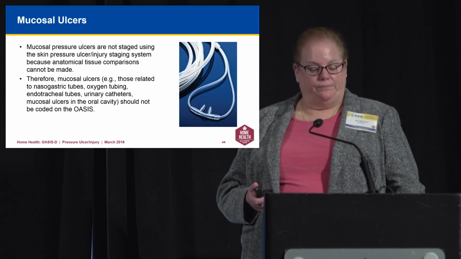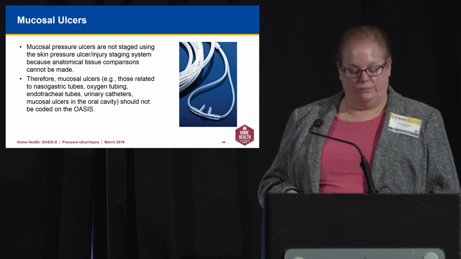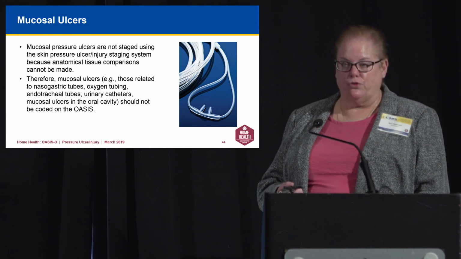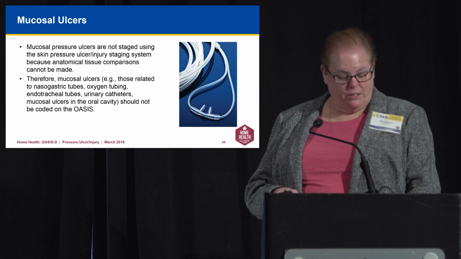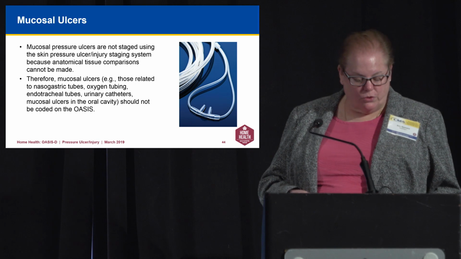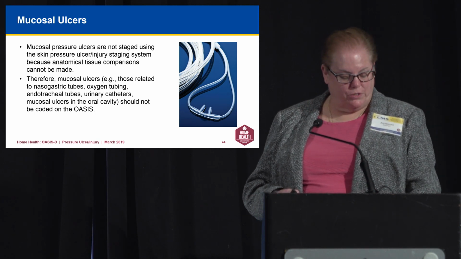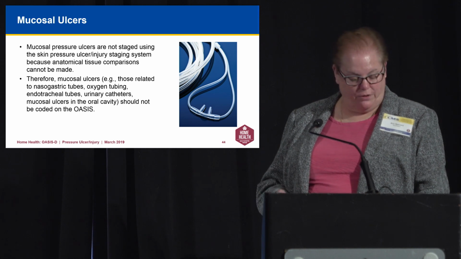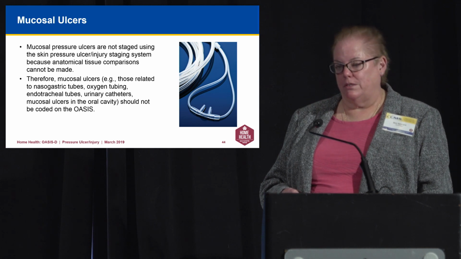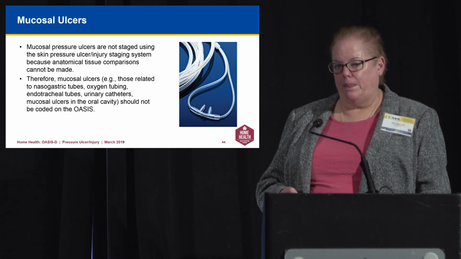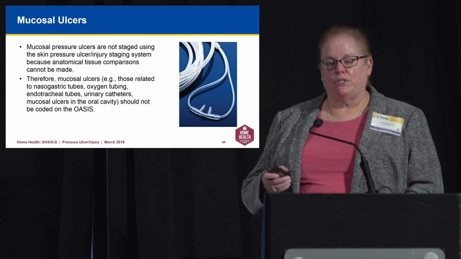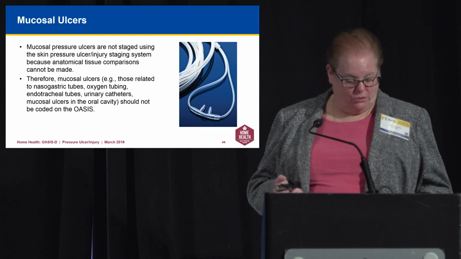So here's another caveat, mucosal ulcers. Mucosal pressure ulcers are not staged using the skin pressure ulcer/injury staging system because the anatomical tissue comparisons cannot be made. So therefore, mucosal ulcers, those related to NG tubes, oxygen tubing, endotracheal tubes, urinary catheters, mucosal areas in the oral cavity should not be coded on the OASIS. Okay? So that's an important piece of this. Just think about it. The anatomy is different, right, in the mucosal area.